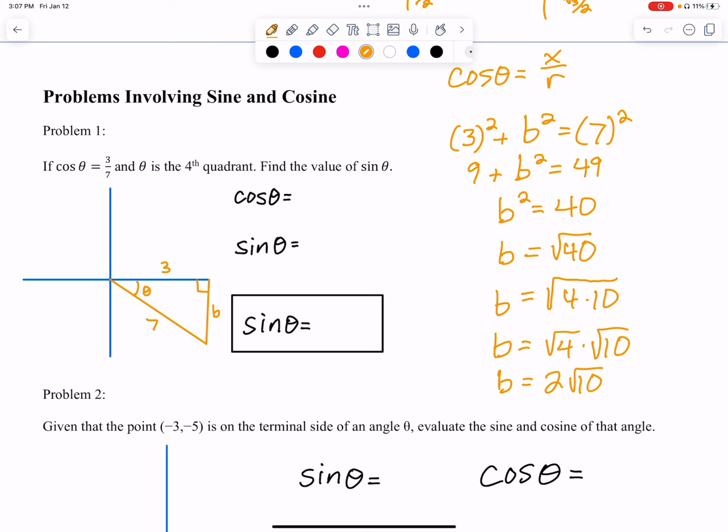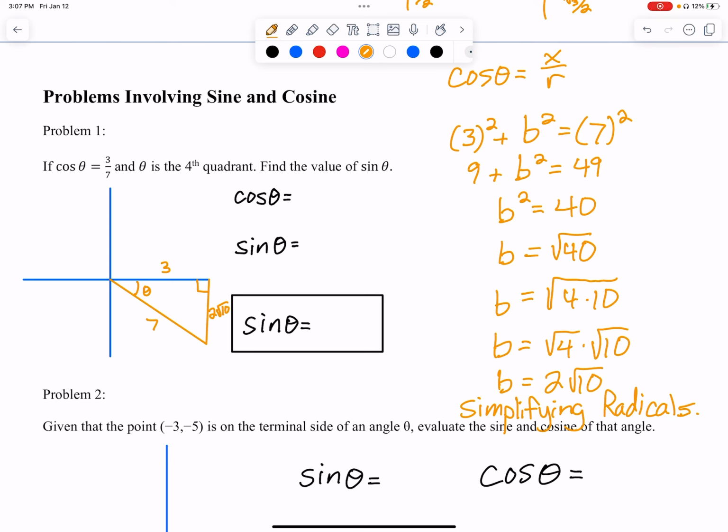This is simplifying radicals. You may need to review simplifying radicals. If you need to, go find some videos. I think I have some videos. You just got to ask me in the email. You can send it. They're videos from like 5-6 years ago, but the process hasn't changed at all. Okay, so this b side then is 2 radical 10.